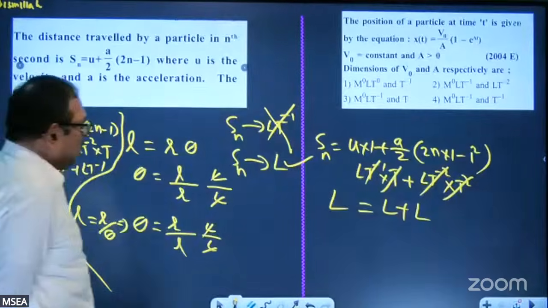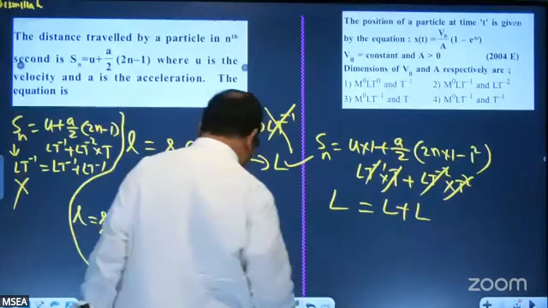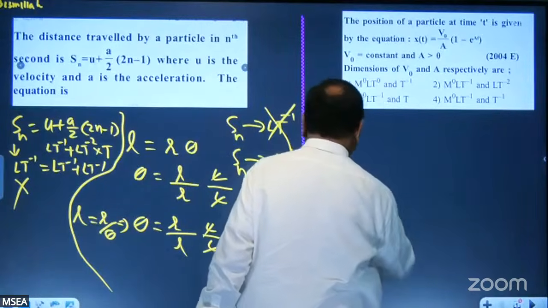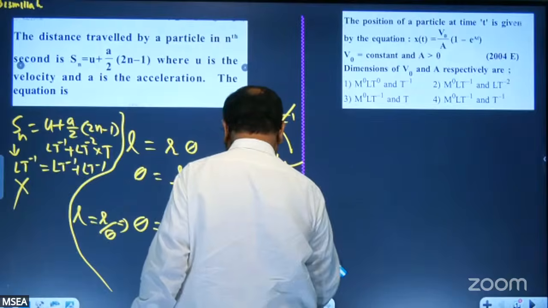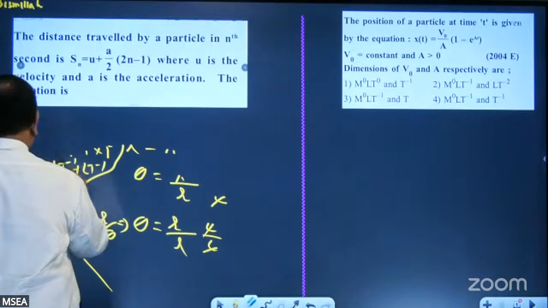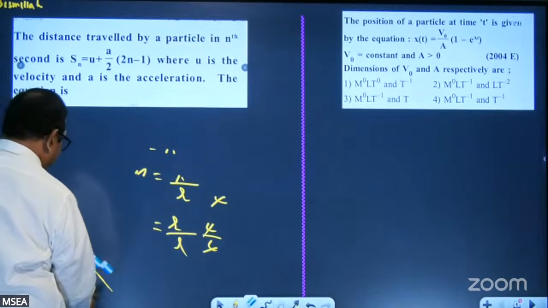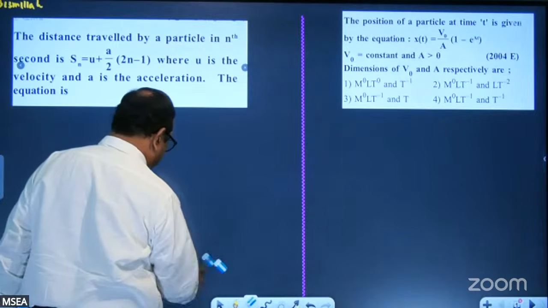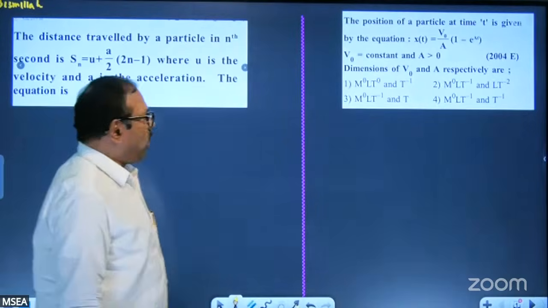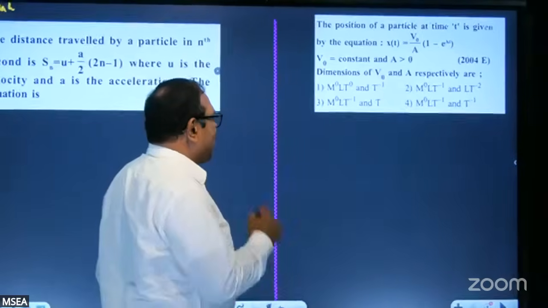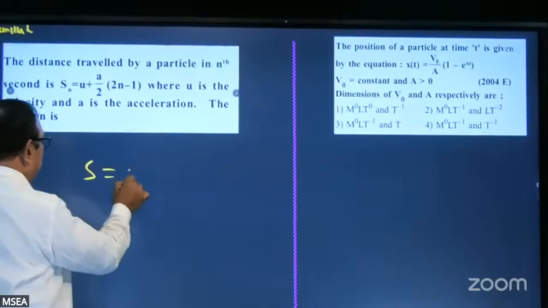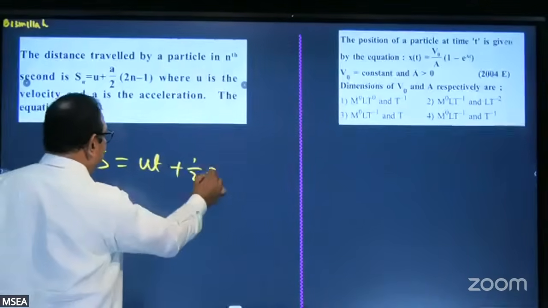Right. Next, we just take, now let us come to the second question. According to the principle of homogeneity, all terms should have the same dimensional formula. Okay, now we come to this one. So let us take one example I'll give. Let us take S is equal to ut plus half at square.